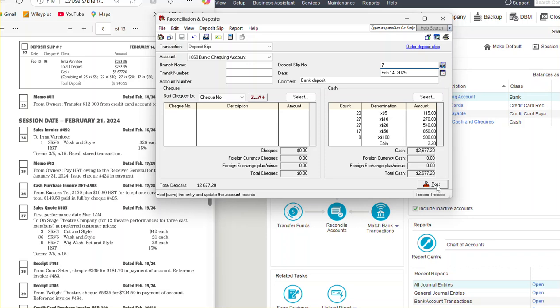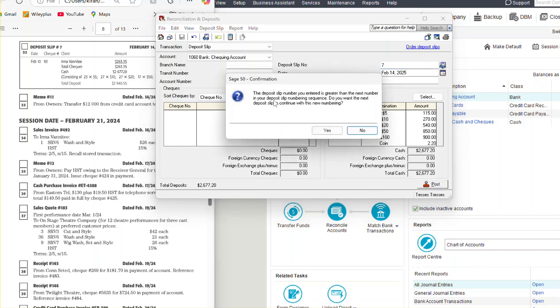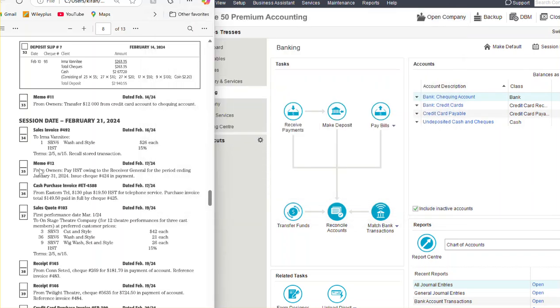You're not going to get 100% here, but at least you're getting something done. So I will post this transaction. Slip number entered is greater than the next number. You deposit? Yes, we are okay with that. I will just say that. I will say okay. Now you're going to go to my next one.